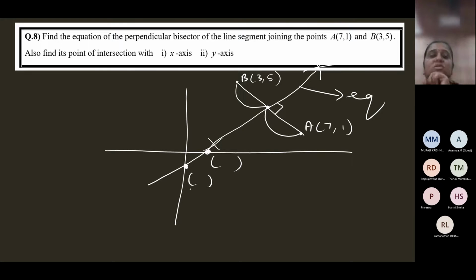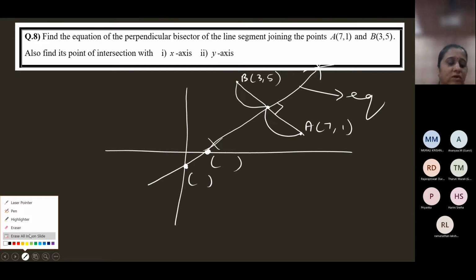So these are the three things you'll have to answer. First, get the equation of the perpendicular bisector. Then, the perpendicular bisector intersects the x-axis and y-axis, so what are the coordinates of those points of intersection? These are the questions we need to answer. For this, we use a property of the perpendicular bisector.